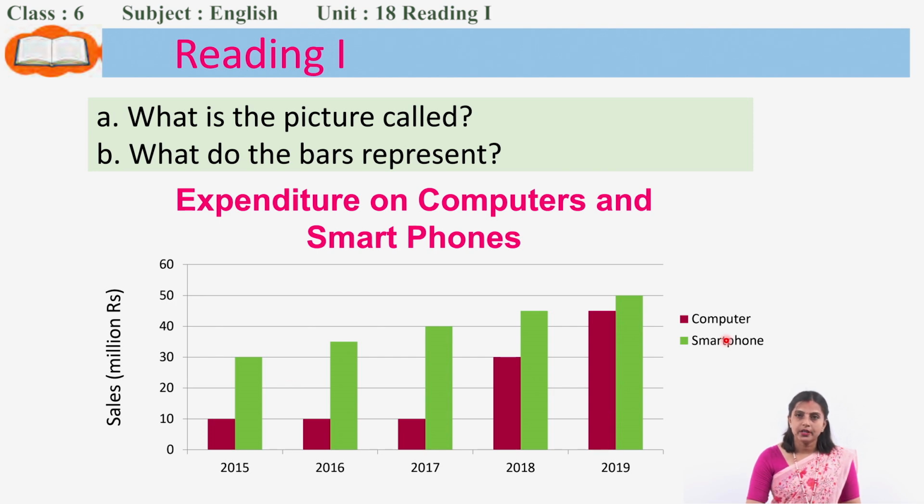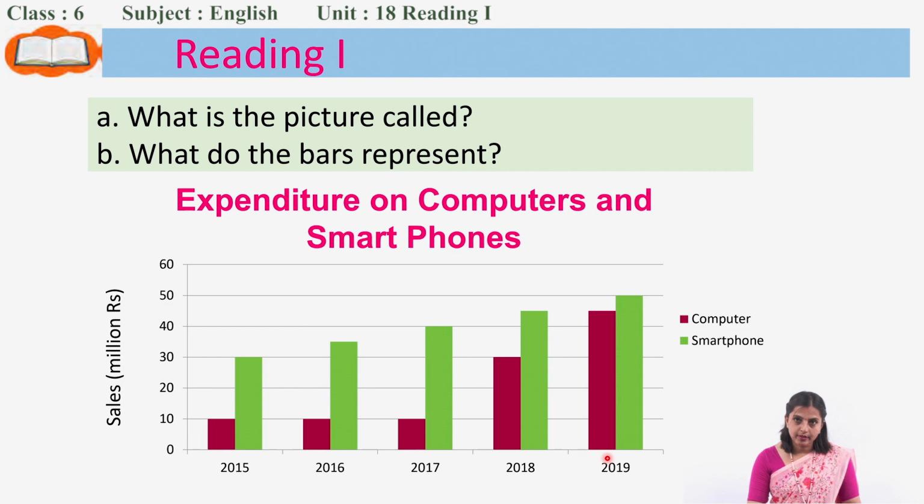2019. How many years are there? Yes, there are 5 years. So the expenditure of 5 years from 2015 to 2019 has been represented in the bar graph. You see the figures here. They are rupees, rupees in million. They show the sales amount: 10 million, 20 million, 30 million, 40 million, 50 million and up to 60 million.